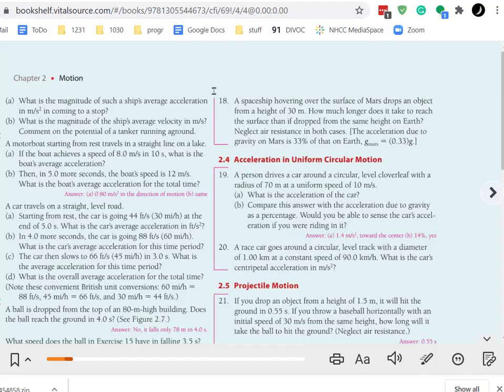Exercise 18. A spaceship hovering over the surface of Mars drops an object from a height of 30 meters. How much longer does it take to reach the surface than if dropped from the same height on Earth? Neglect air resistance in both cases, so that basically means free fall. And then Earth's acceleration will be 9.80 meters per second squared. And the acceleration due to gravity on Mars is 33% of that on Earth.